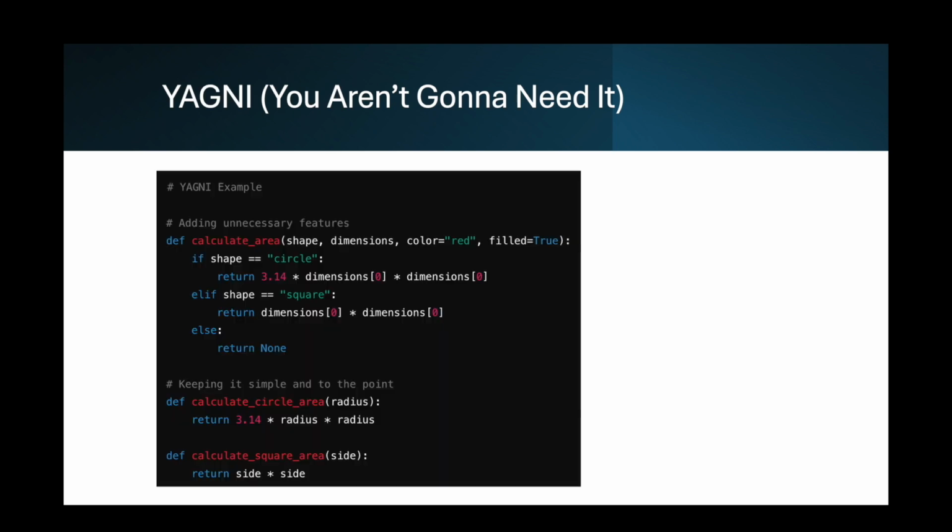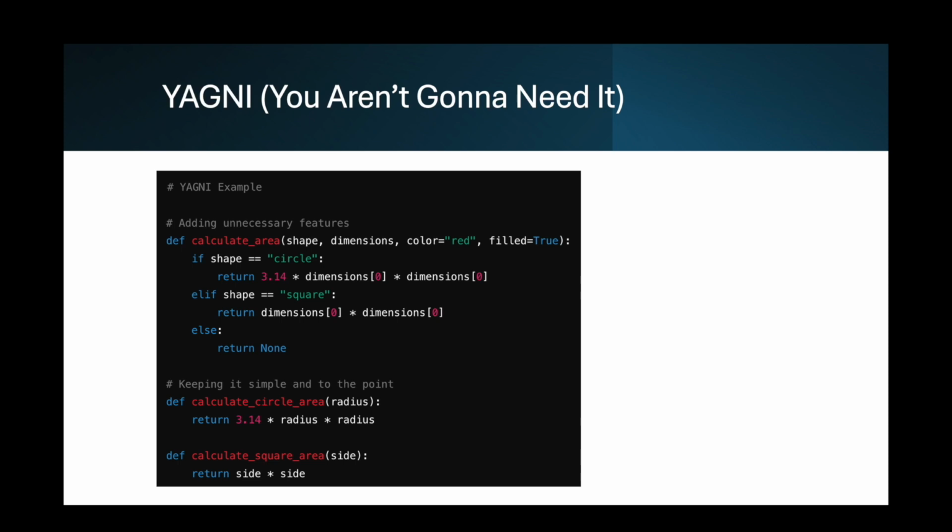Here is an example where you're adding unnecessary features. We have calculate area, which takes shape, dimensions, color, and filled equal to true. If shape equals circle, it will return the area for that; if shape equals square, it will return the area. Now why do we need color and filled properties for this? We don't need those. So we are adding unnecessary features inside this function.